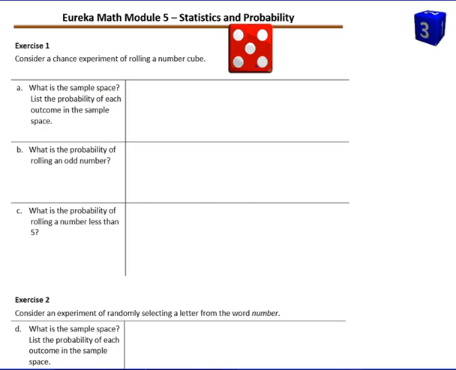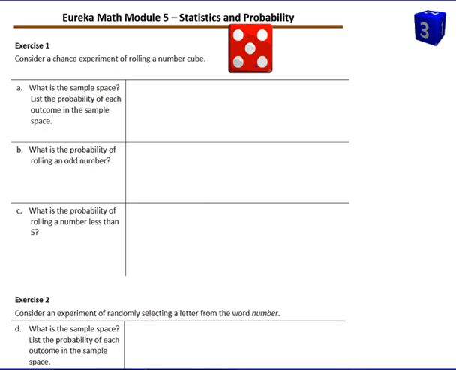Question A says, what is the sample space? Then list the probability of each outcome in the sample space. Question B, what is the probability of rolling an odd number? And C, what is the probability of rolling a number less than 5? Pause the video and complete A, B, and C. Resume the video when you are ready to check your work.